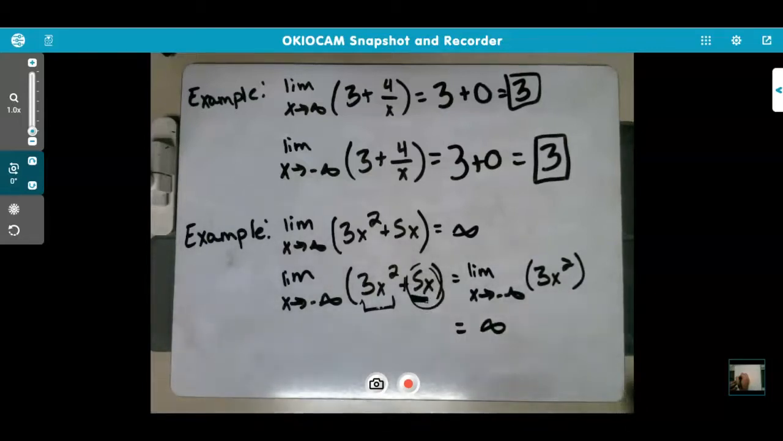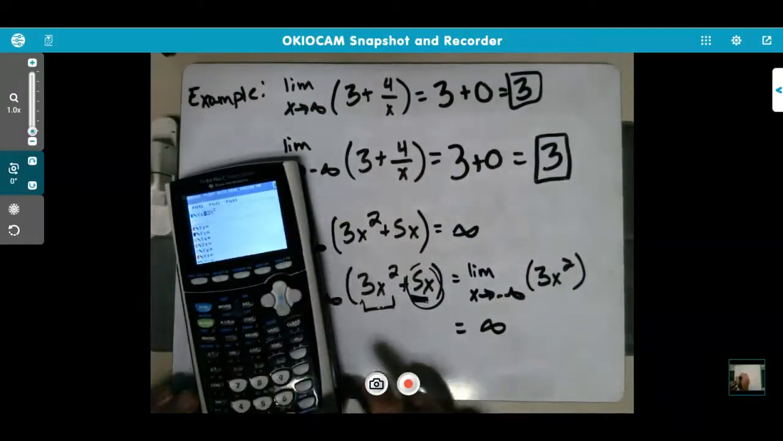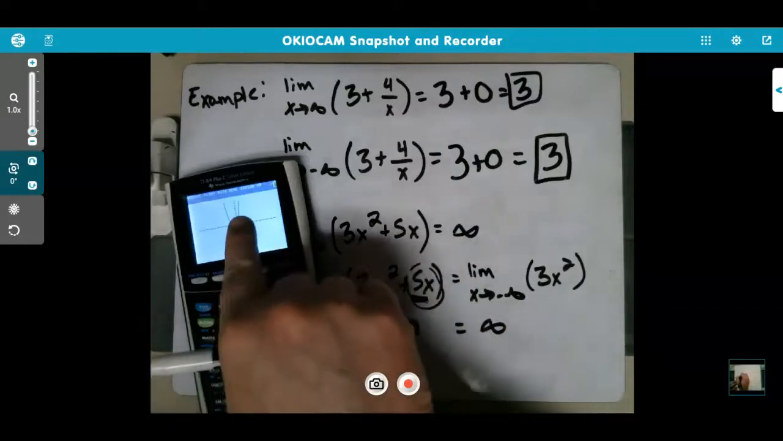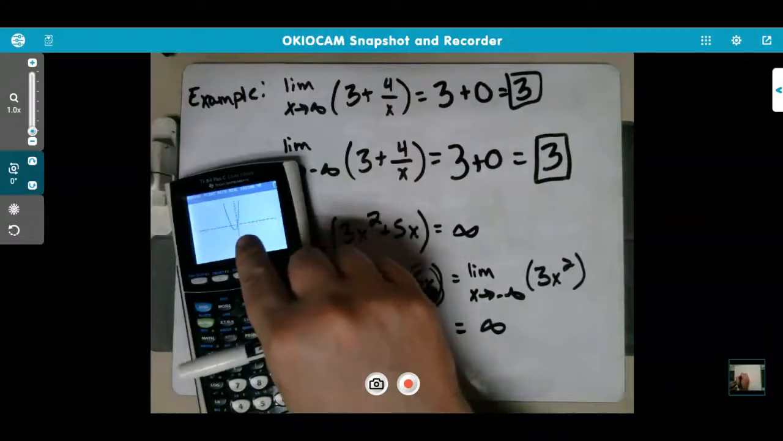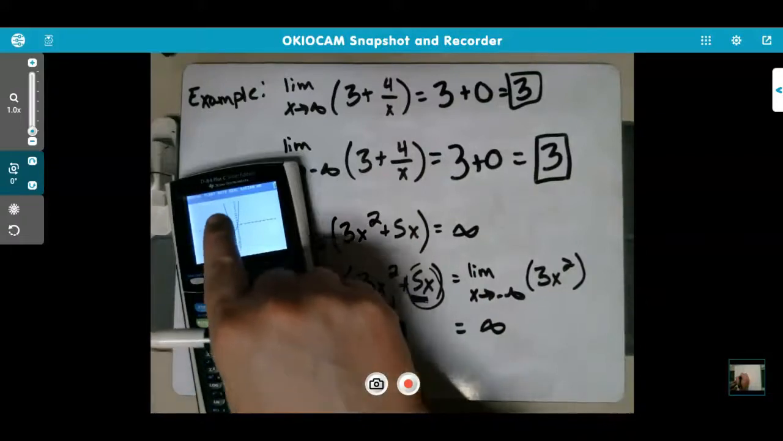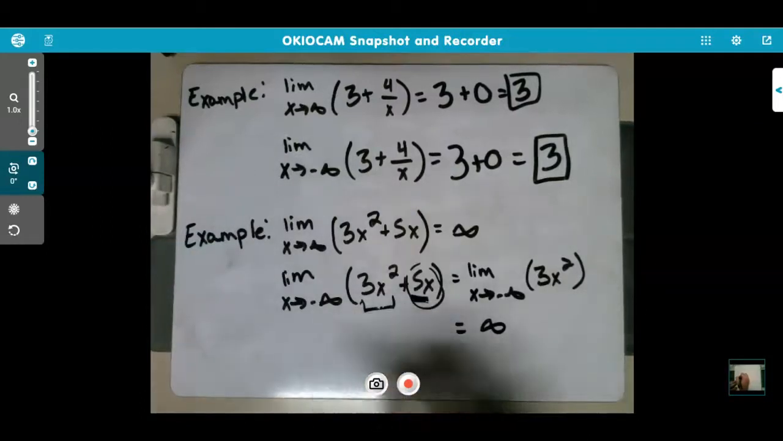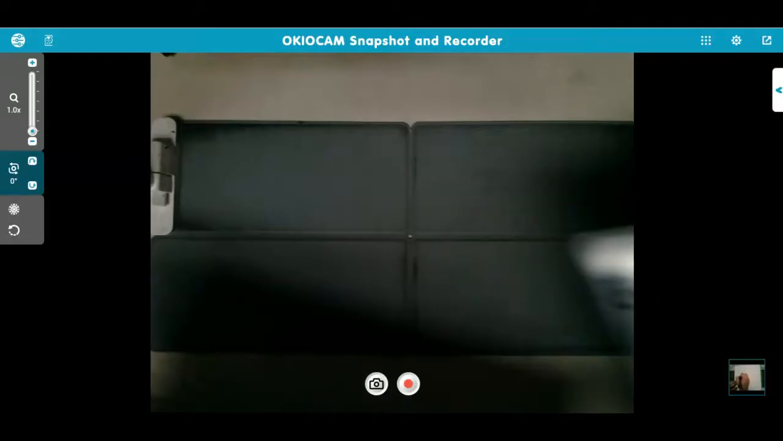Again, we can draw this graph just to make sure. If I did the graph of 3x squared plus 5x, as I go really far to the right, which is positive, I see it's going up and up and up, which is why I get that. If you look on the left side, it's going up and up and up, which is why I get that. Again, we only need the largest term there to let us know what's happening. So with that in mind, let's do this example here.